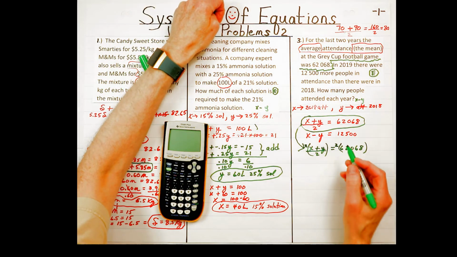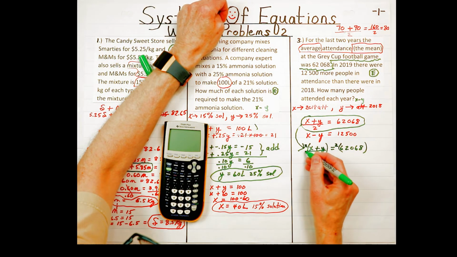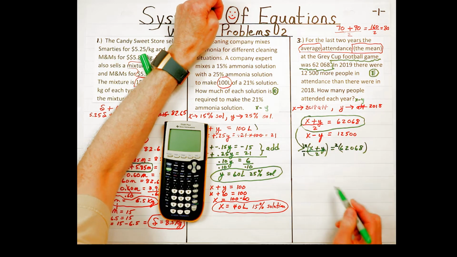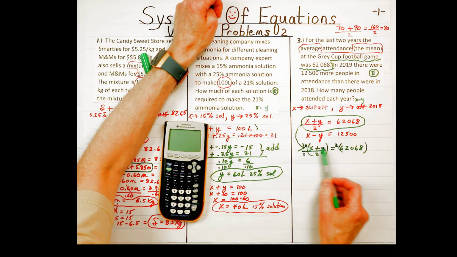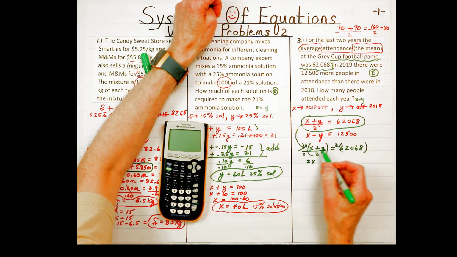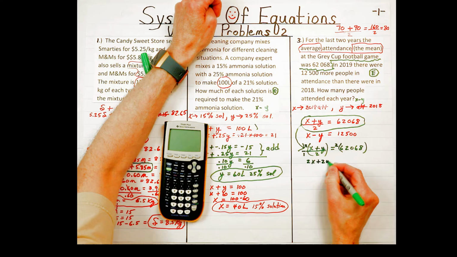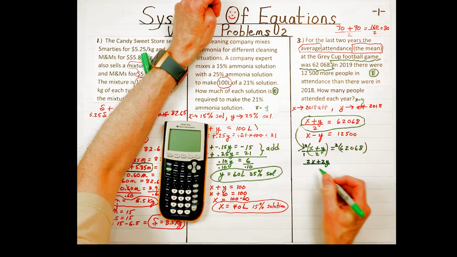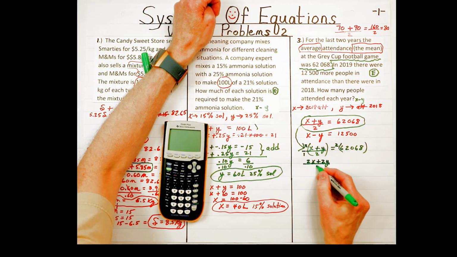Okay, let's do that. Multiply. So here we have 2 over 1, right? So on the top, we're going to multiply. We get 2 times x is 2x. 2 times y is 2y. And on the bottom, for the denominator, we have 1 times 2 is 2.